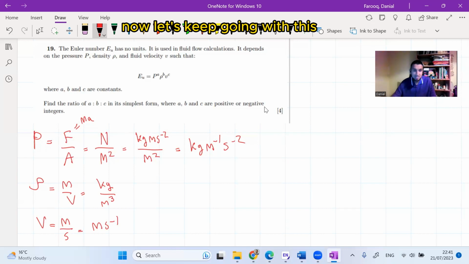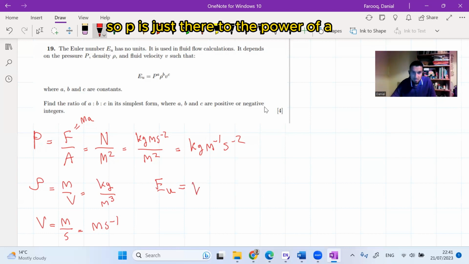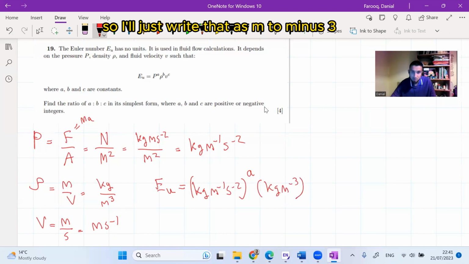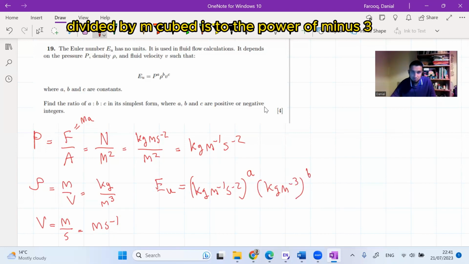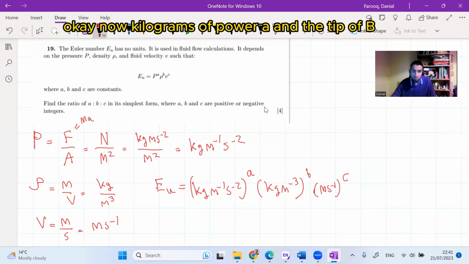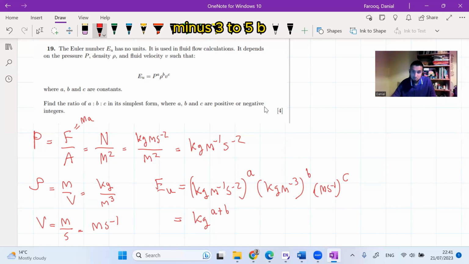Now, let's keep going with this. So we can substitute that into our equation, okay? So P is just there to the power of A. And then we have rho to the power of B, so I'll just write that as m to the -3, to the power of B. And then meters per second to the power of C. Okay, now kilograms to the power of A and then to the power of B. Indice rules means we add that up. So A plus B, m -1 to the power of A, -3 to the power of B.